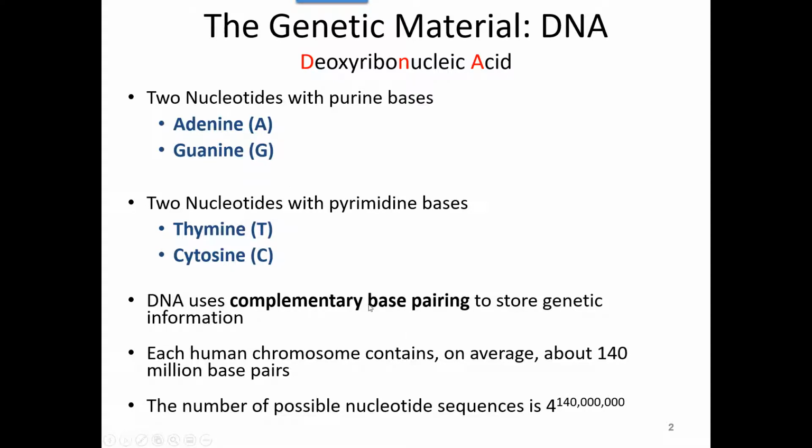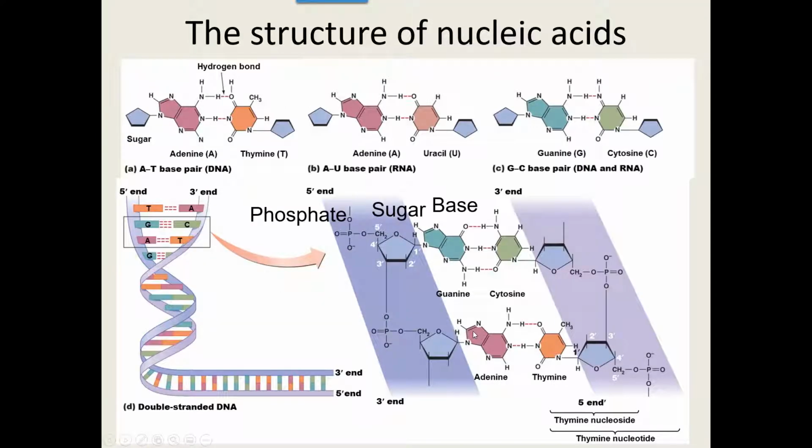Now, each human chromosome contains, on average, about 140 million of these base pairs. And so the number of possible nucleotide sequences, given that you have 140 million base pairs, and they could be one of each of these 4 choices, is 4 to the 140 millionth power. So quite a few different possibilities on the different DNA structures and sequences.